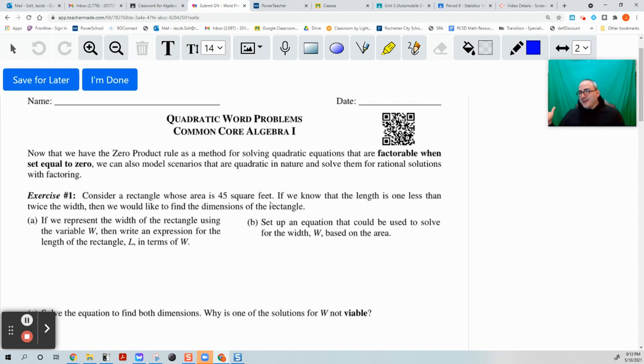I'm already like, oh, I don't know. So here's what I recommend. Whenever they say consider a rectangle, just draw it out.